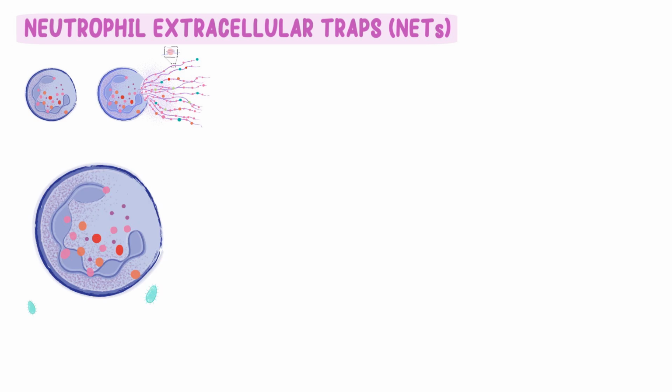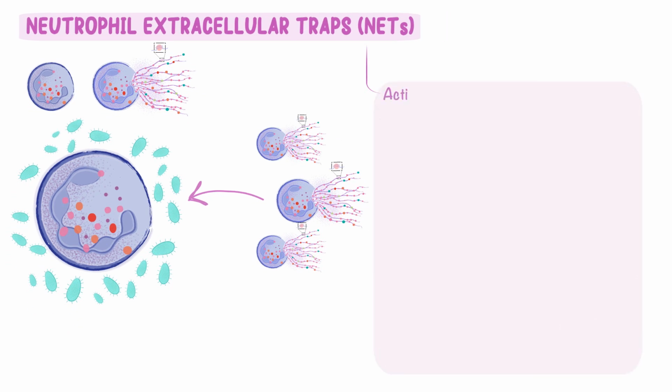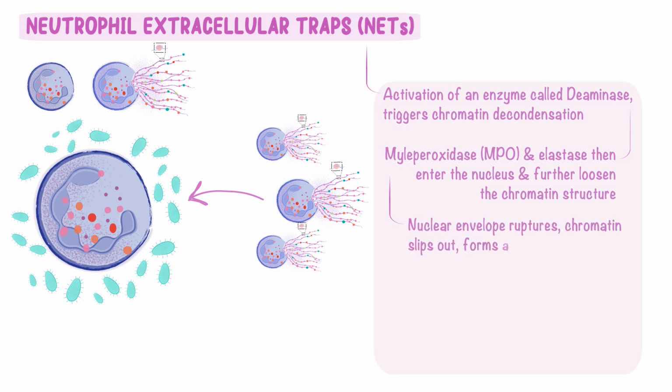Neutrophil extracellular traps are produced when neutrophils encounter infectious agents like bacteria and fungi, or when they are stimulated by inflammatory signals such as chemokines, cytokines, complement proteins, and reactive oxygen species. The process begins with the activation of an enzyme called arginine deaminase, which triggers chromatin decondensation. Other enzymes like myeloperoxidase and elastase then enter the nucleus and further loosen the chromatin structure. This process eventually leads to the rupture of the nuclear envelope, causing the chromatin to spill out into the extracellular space, forming a sticky meshwork that traps microbes.